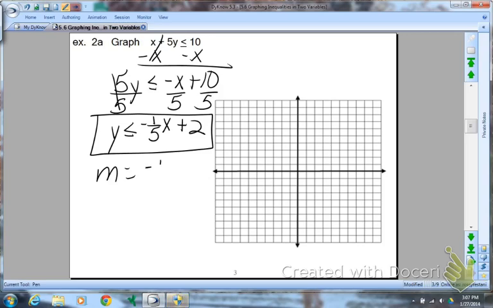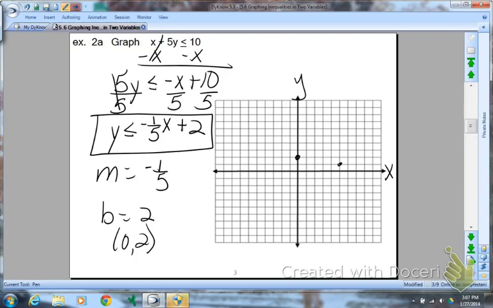Your slope is -1/5. Your b, which is your y-intercept, is (0, 2). Plot (0, 2). Now your slope is -1/5. Do I put the negative with the 1 or with the 5 or with both? No. You either put it with the 1 or the 5. I'm going to put it with the 1, so I'm going to go down 1 and to the right 5.